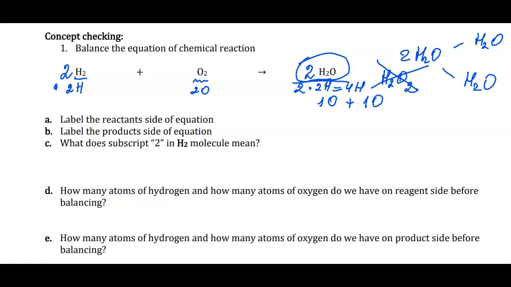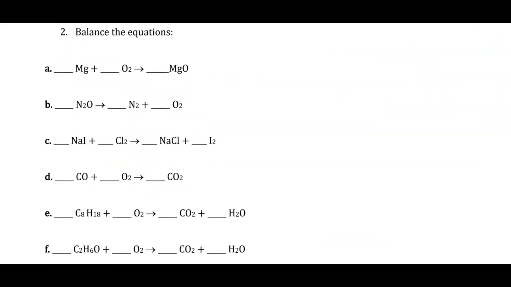2H2 gives us 4 hydrogen. Okay. O2, 2 oxygen. Perfect. 2H2O gives us 4 hydrogen and 2 oxygen. So the equation is balanced.